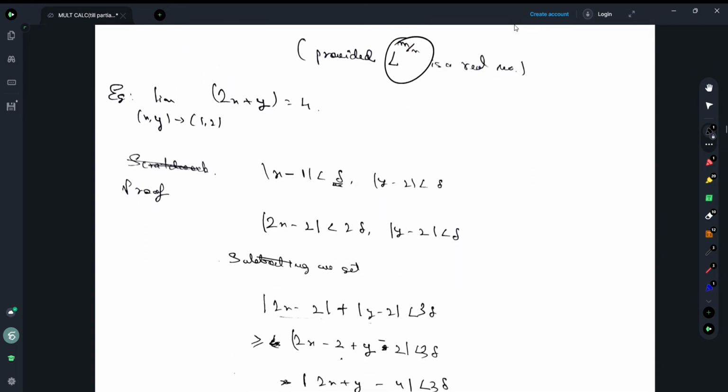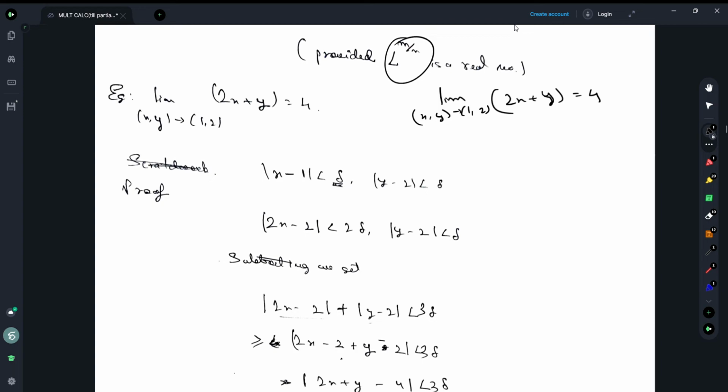Okay, now using the delta epsilon definition, let us find the value of a few limits. So you are given that the limit as (x,y) tends to (1,2) of 2x plus y equals 4. Now we need to prove this using the delta epsilon definition, very simply. Clear?